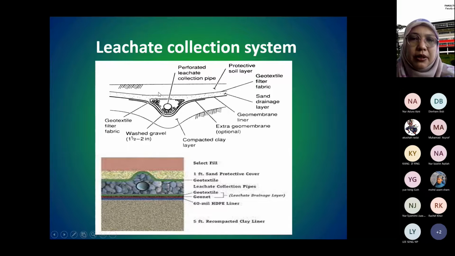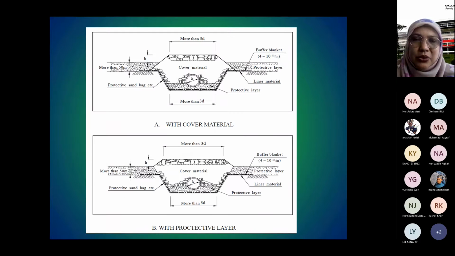Okay, so this is the picture where the pipes are being laid at the bottom of the cell. So this would be the design of it. You have to consider the top, after the cover material, there would be three times the diameter of the piping system. There should be a protective layer at the bottom, liner materials, and gravel may need to be placed in order to avoid clogging of waste into the piping system.